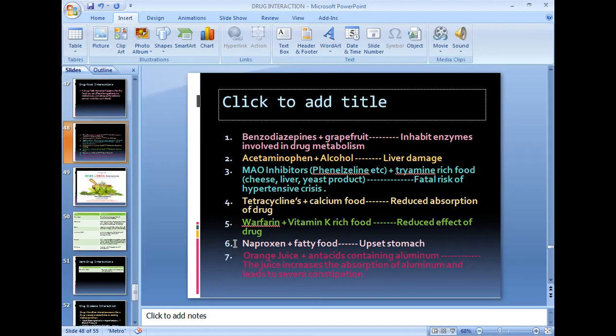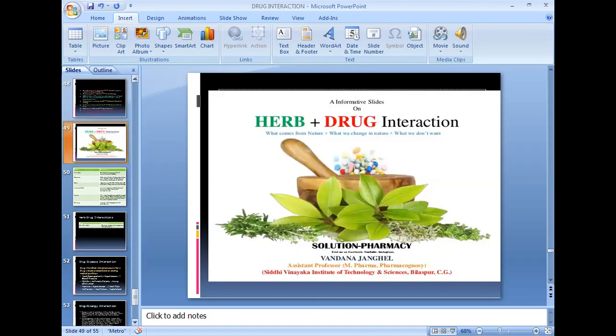Orange juice plus antacid containing aluminium: this juice is responsible for increasing the absorption of aluminium and thus leads to severe constipation. These were a few examples of drug-food interaction. Now come towards herb-drug interaction. Herbs can also interact with drugs to affect their efficacy by different mechanisms.